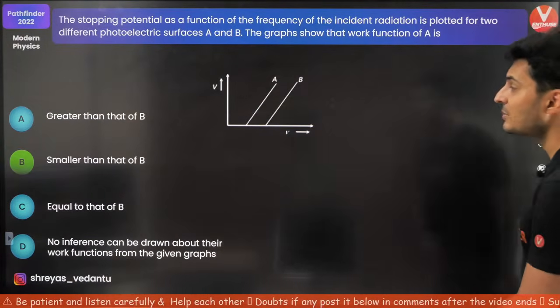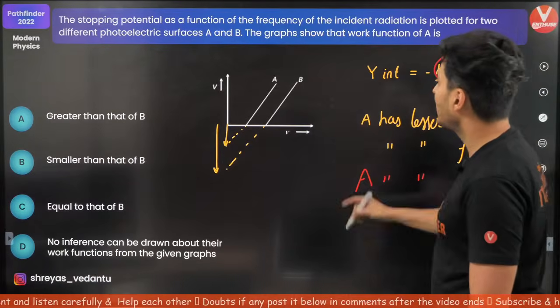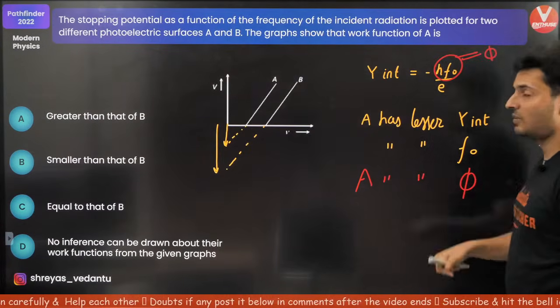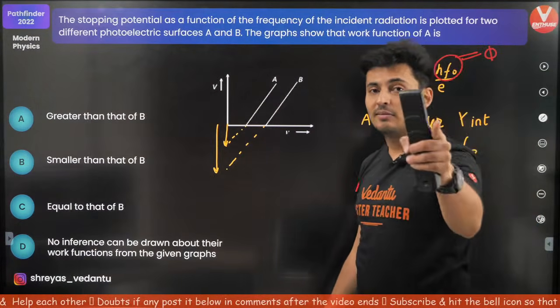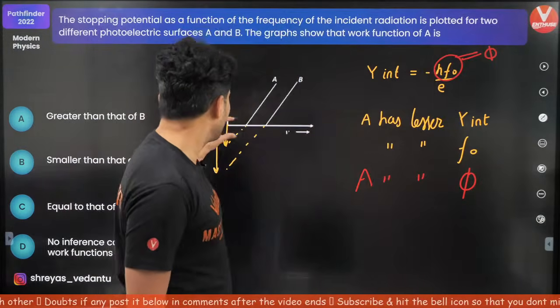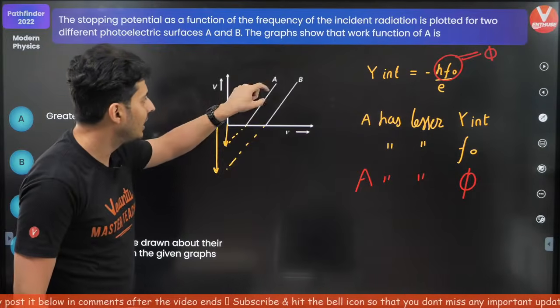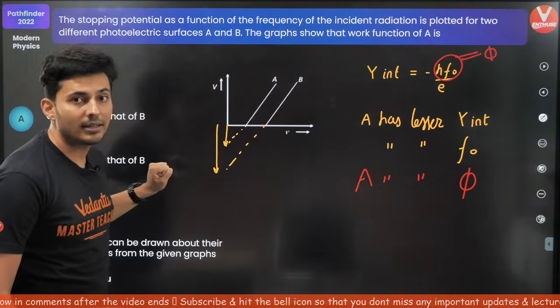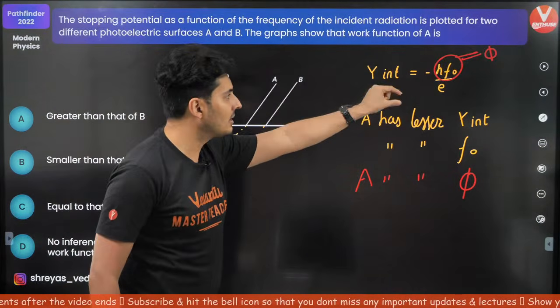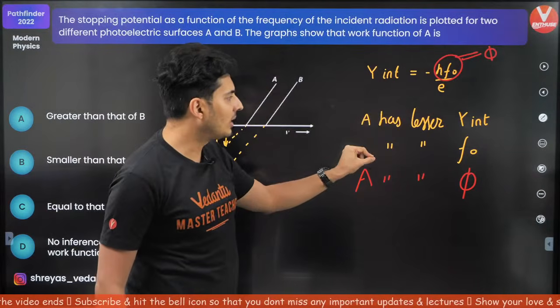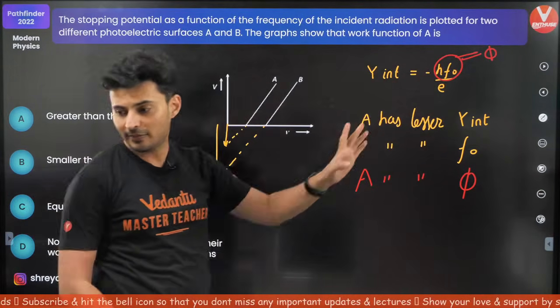It's not option A, it is B, my warriors, be careful. A has lesser work function. h f naught was work function. You can see the graph is ending on a smaller intercept for A, B has larger intercept. So A has smaller y-intercept, so smaller f naught means smaller phi.